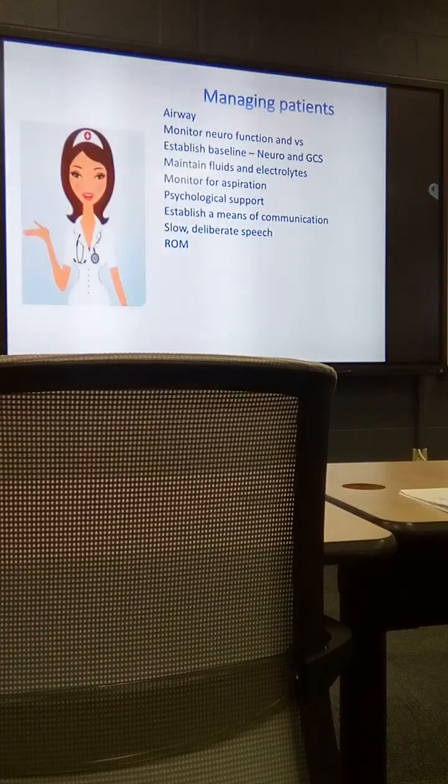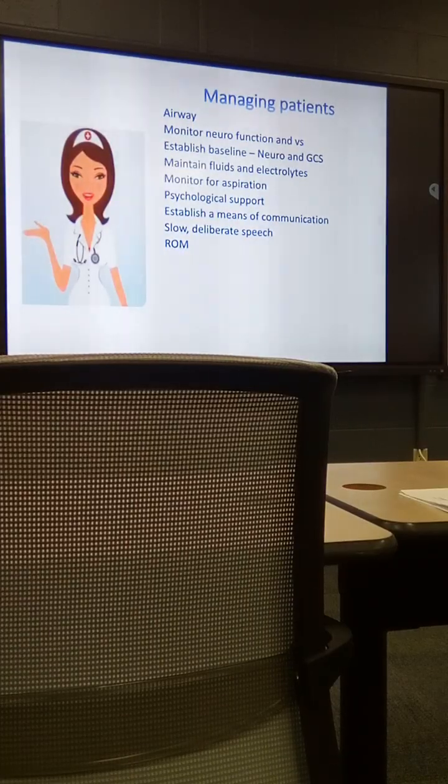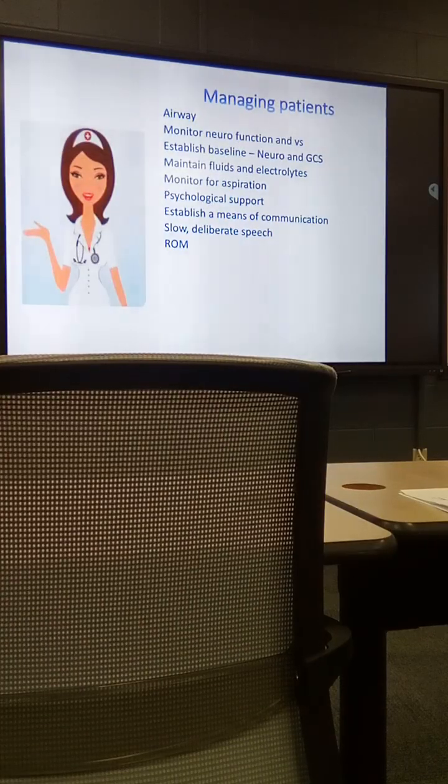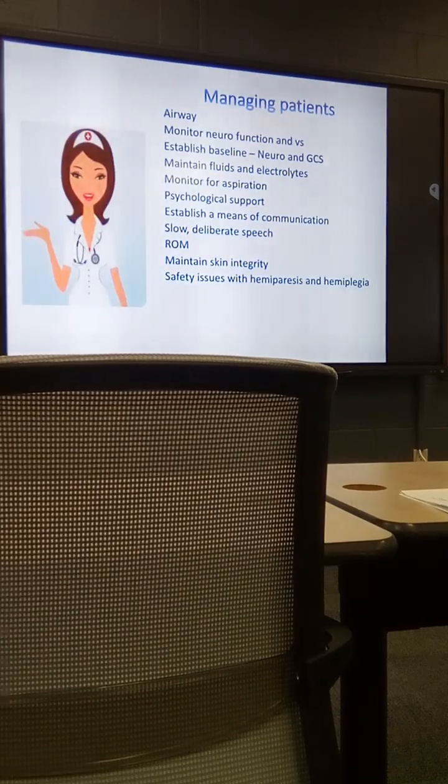Range of motion exercises. Keep them moving those extremities, because even though they have deficits, they might have paralysis or weakness, we still want to move those arms and those legs. We don't want them to develop contractures in those extremities. Skin integrity, safety issues.